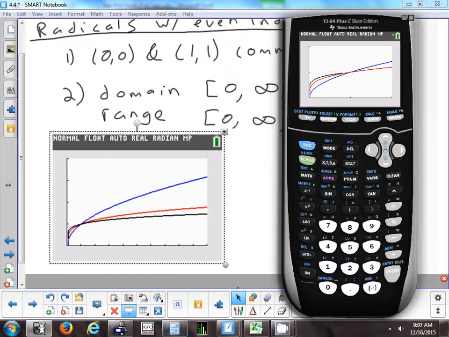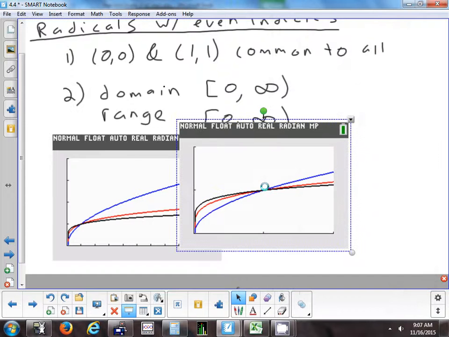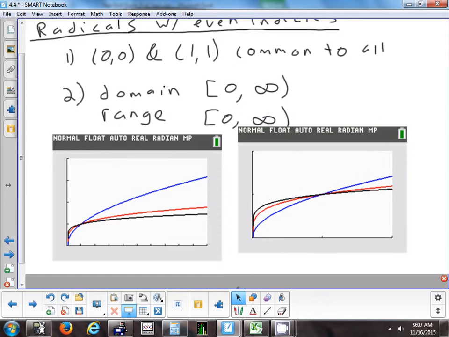Okay, what happens between 0 and 1? If you look at the relationship of the black, the red, and the blue line to each other. Opposite of what's past 1. Yeah, they switch places right at 1. It's the opposite. Okay, so between 0 and 1, if you take a 6th root, that's the biggest. If you take a 4th root, that's still the middle. And if you take a square root, that's the smallest. And then at 1, they all switch places.